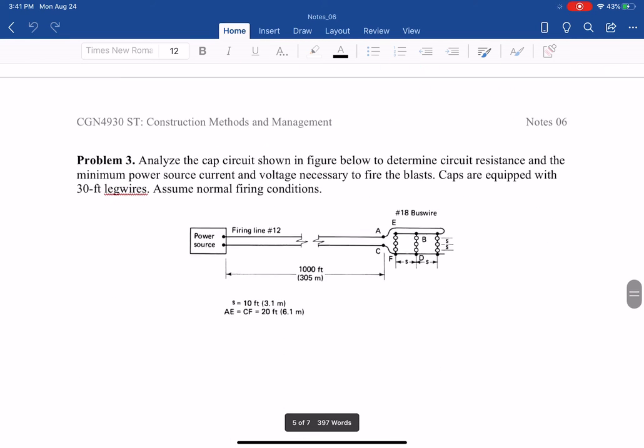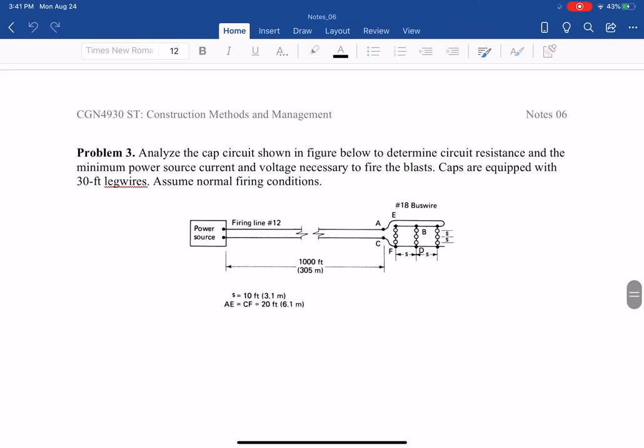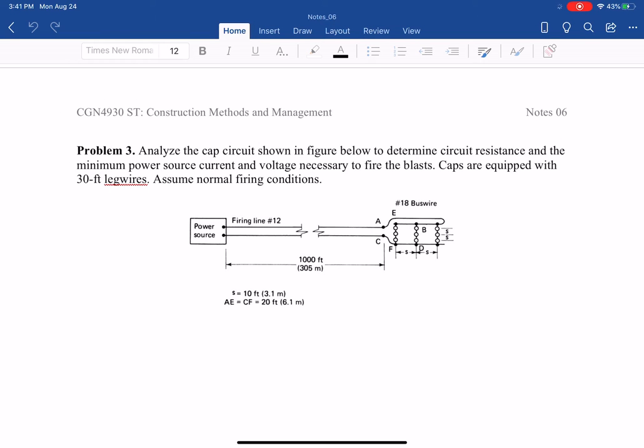Then in this video, we apply that concept in problem 3 and analyze the cap circuit shown in the figure below, to determine the circuit resistance, the minimum power source current, and the voltage necessary to fire the blast. Caps are equipped with 30 feet leg wires, assume normal firing conditions.